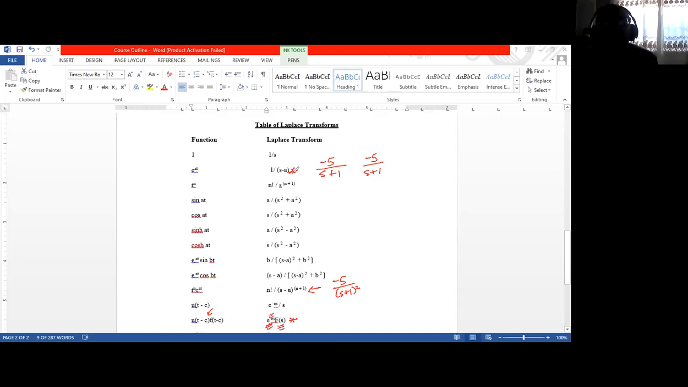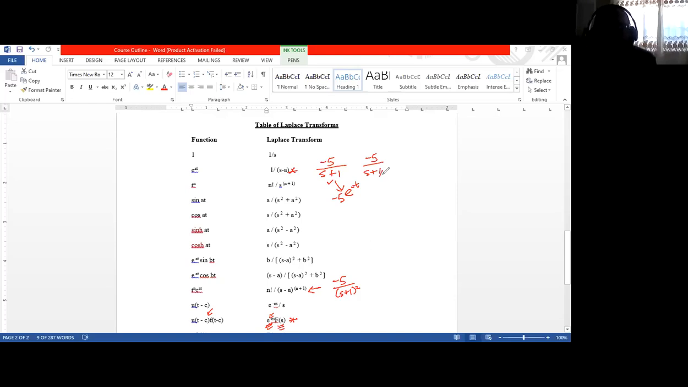So in this case up here, a is equal to, for us, minus 1. So this function is going to be equal to e to the minus a t, so it's minus 5 e to the minus t.